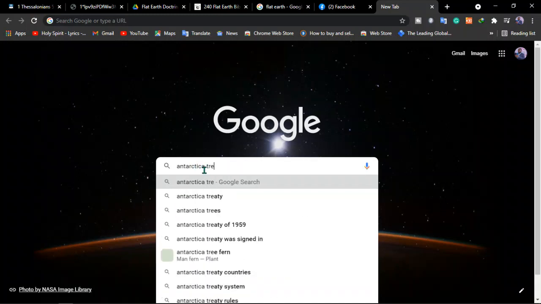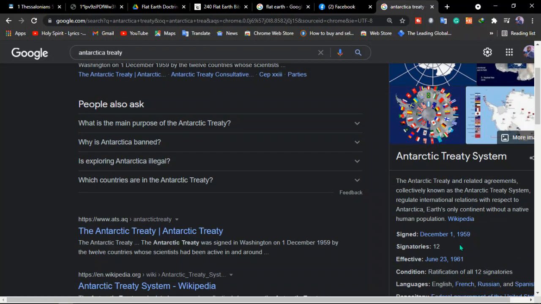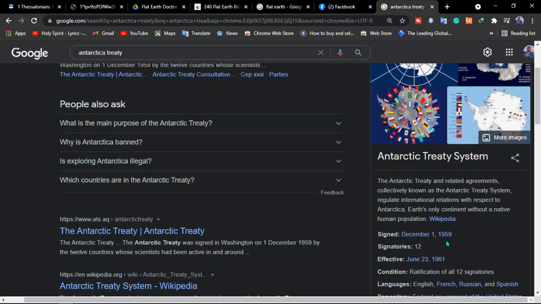The Antarctica Treaty. Okay, it was signed, I think, in 1959, and the Antarctic Treaty and related agreements, collectively known as the Antarctic Treaty System, regulate international relations with respect to Antarctica, Earth's only continent without a native human population.